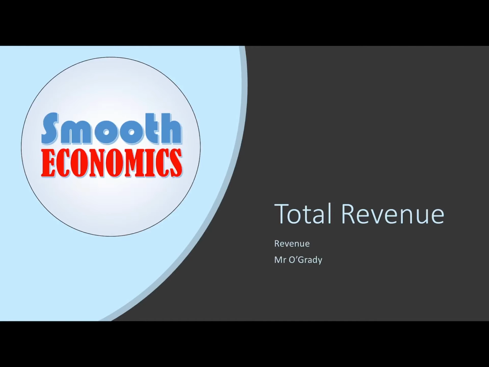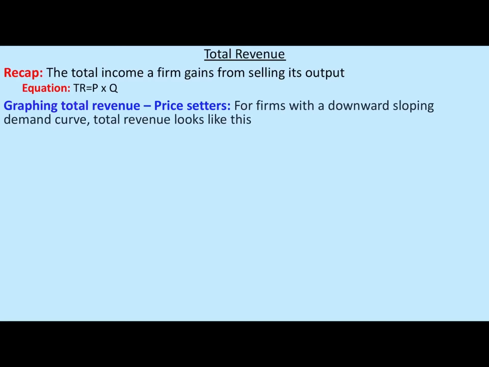In this video we will be looking at total revenue, and this video forms part of our wider revenue topic. So total revenue, to recap, is defined as the total income a firm generates from selling its output. The equation for total revenue is total revenue TR equals P times Q, price times quantity.